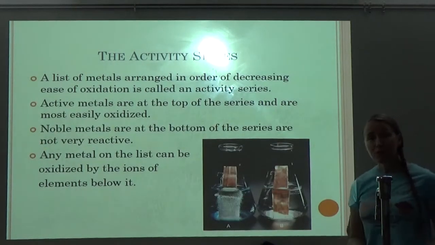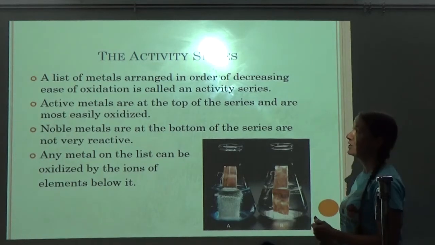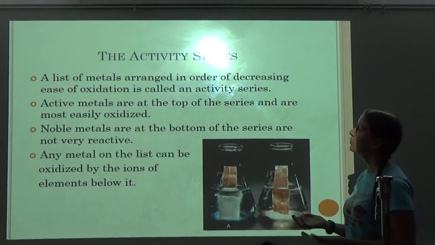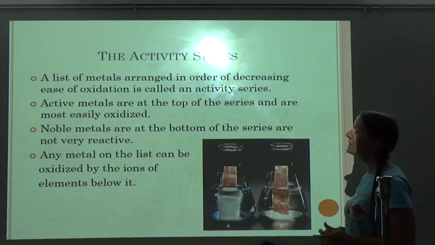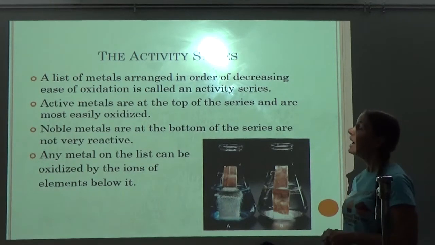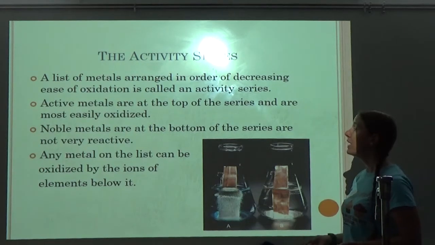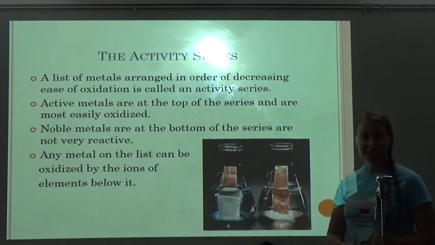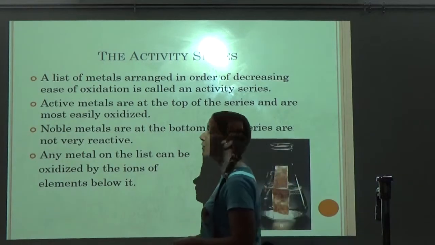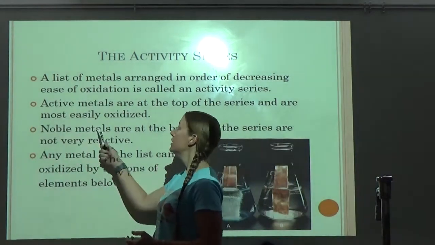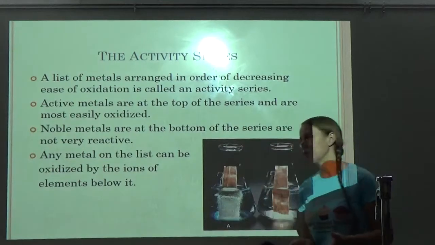So the last thing we have to talk about in this video is activity series. A list of metals arranged in order of decreasing ease of oxidation is called an activity series. Active metals are at the top of the series and are most easily oxidized. Noble metals are at the bottom of the series and are not very reactive. We know noble gases are called noble because they're not reactive, so noble metals are also not very reactive.